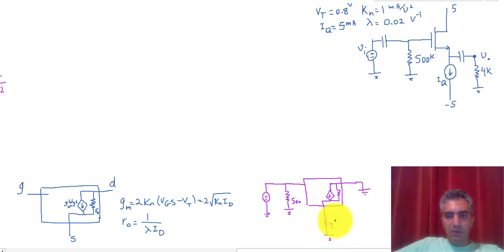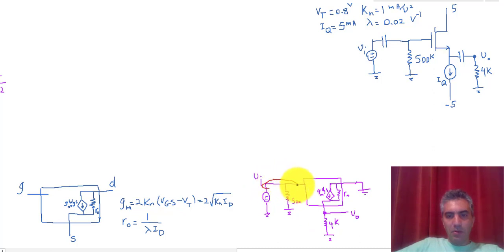So that would be your 4K, that's the 500K, this is VI, and right here this would be your V out. Now again, this is your R0, and this is GM VGS. I'm going to leave the value of R0 and GM VGS here, and then we can later go back and calculate that. So now with this small signal model we can start analyzing the circuit.